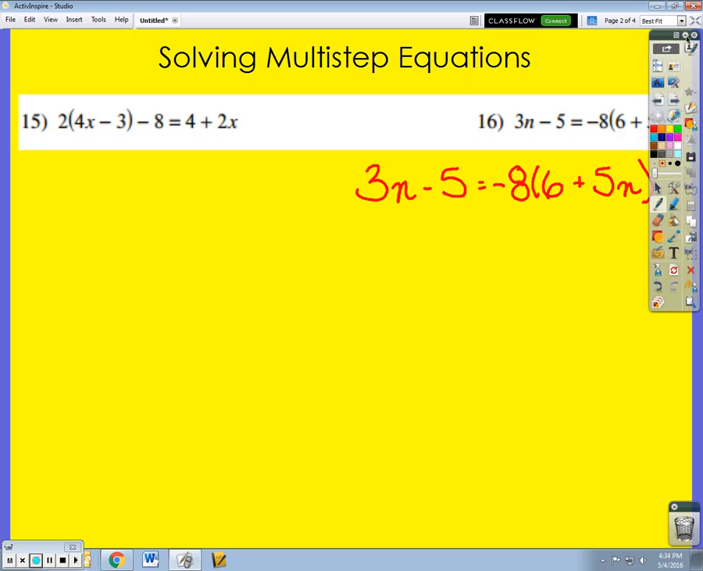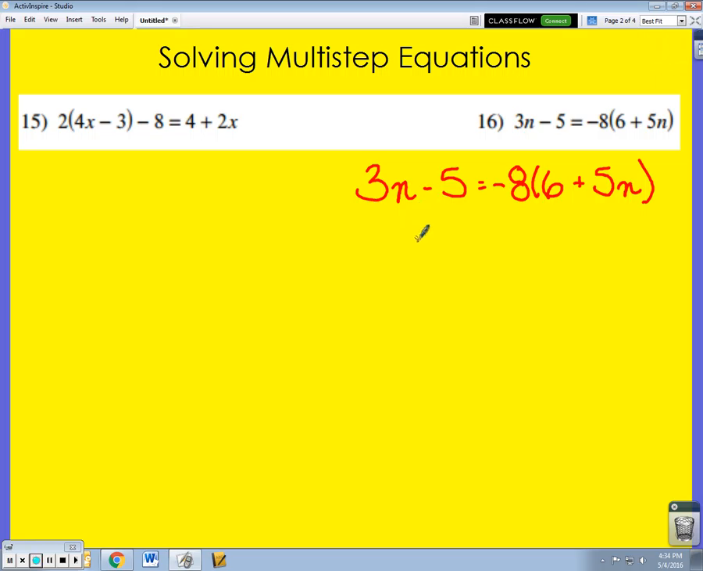All right. First thing, on the left side, there's nothing to simplify. It's just 3n minus 5. Can't combine like terms. Here, I can use the distributive property. I cannot combine any terms inside the parentheses, but I can share this -8 with everything inside. So this left side still says 3n minus 5. -8 times 6: negative times a positive gives me a negative, so that'd be -48. We have a -8 times 5n. Well, a negative times a positive gives me a negative, so that gives me -40n. Don't forget about that variable, n.